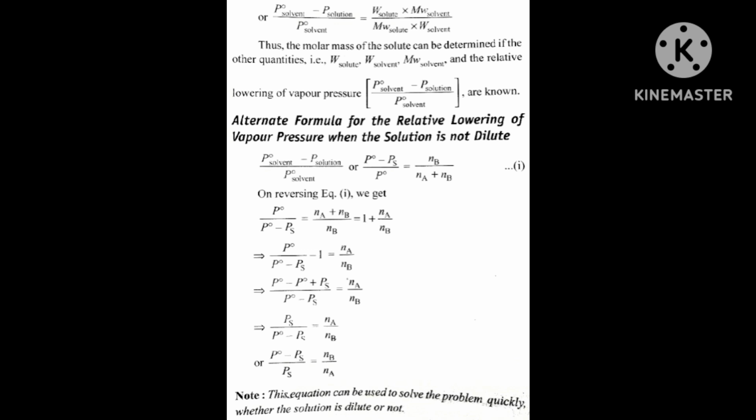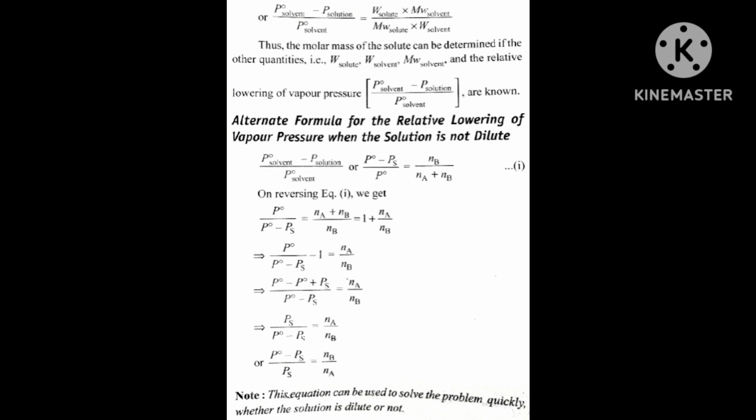Now this delta P divided by P1 naught is the relative change. In comparison to the pure solvent, how much change took place? I told you 1000 minus 600, that is 400. Then you are talking about 400 divided by 1000. This ratio is the relative; the word relative comes from here. Delta P1 divided by P1 naught is the relative vapor pressure, and that value is equal to x2.